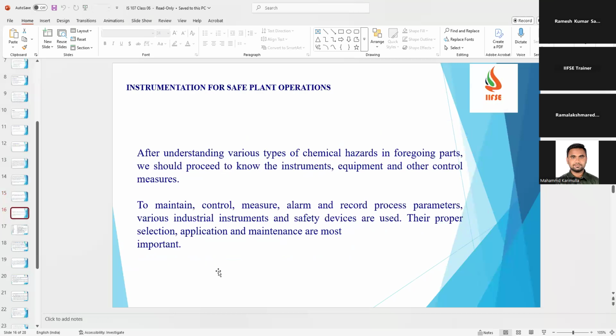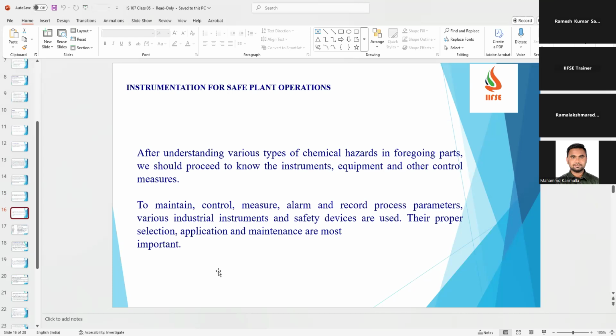Then instrumentation for safe plant operations. So we use different kinds of instruments in our operations. After understanding various types of chemical hazards, now in the foregoing parts, we should proceed to know instruments, equipment, or other control measures to understand better. To maintain control, measure, alarm, and also record process parameters, various industrial instruments and safety devices are used, and their appropriate selection, application, and maintenance are of utmost importance.